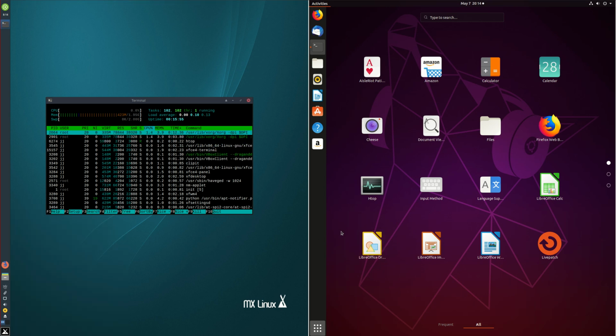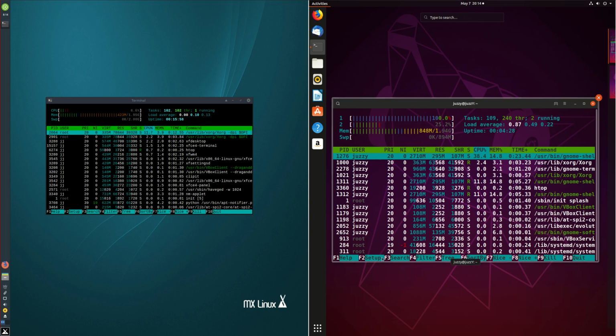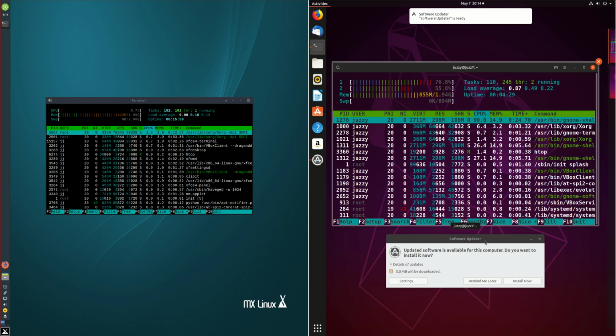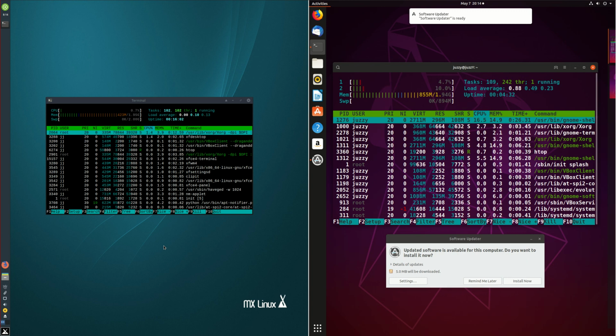So a bit of a quick unscripted comparison review of the two operating systems. Nice to see. And that's pretty much it, guys.